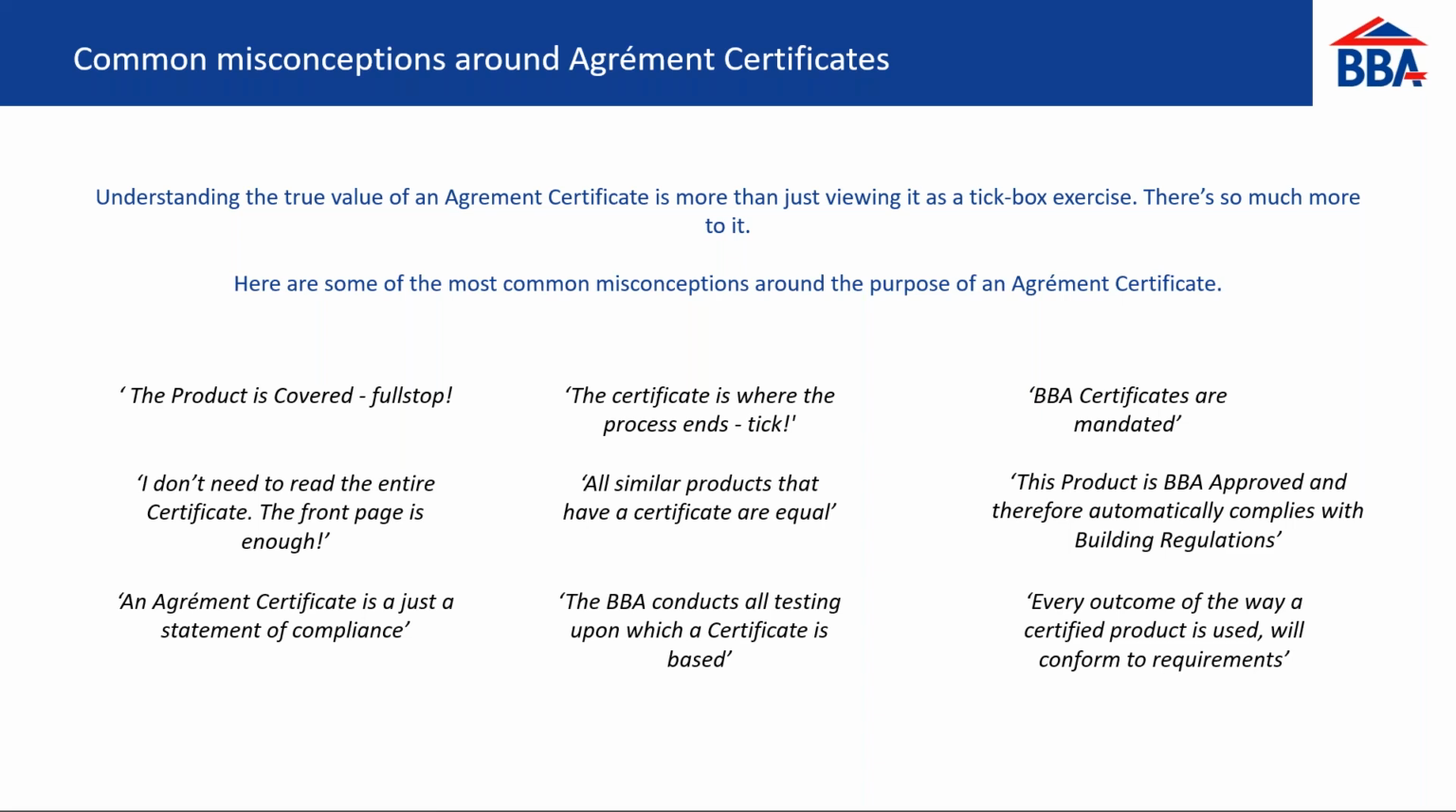An Agrément certificate is just a statement of compliance. As explained further up, it's certainly not just a statement of compliance, and just because a product comes with a BBA Agrément certificate, it doesn't mean that no one should read anything. Unfortunately, I have had experiences of site project managers, for example, that were aware of BBA Agrément certificates but have never looked at them. They just verify that the product they are using on site has an Agrément certificate, and that was more than sufficient to them.